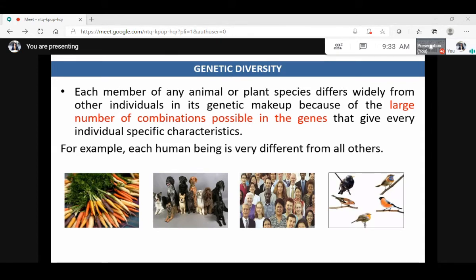Let us look into genetic diversity in detail. Each member of any animal or plant species differs widely from other individuals in its genetic makeup because of the large number of combinations possible in the genes that give every individual specific characteristics. For example, each human being is very different from all others. So here, in these following pictures, you can notice the genetic diversity. Even in vegetables, in animals, birds and also in human beings.